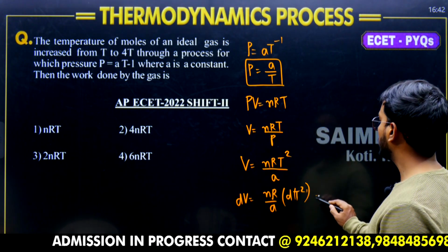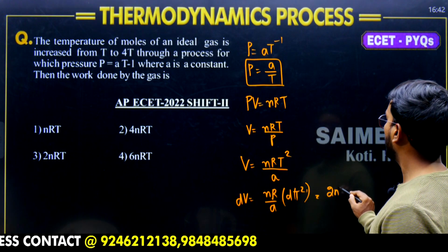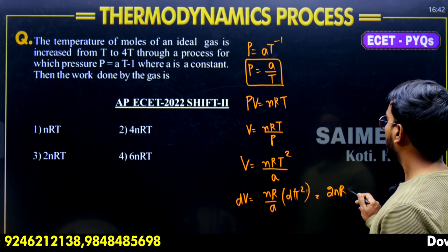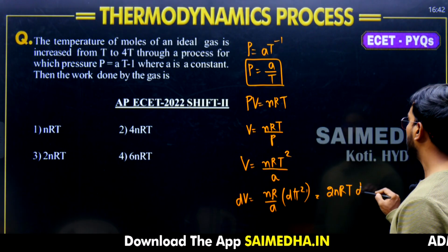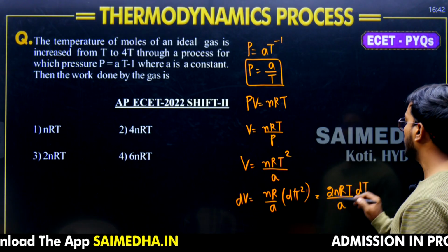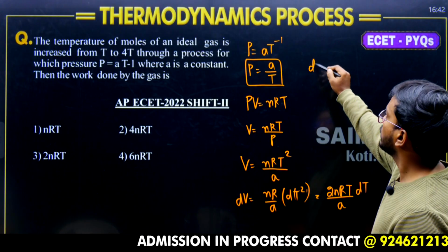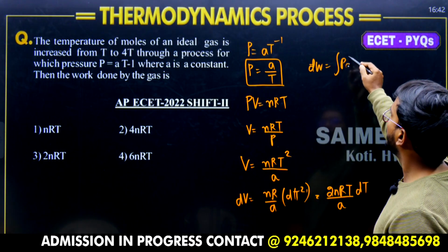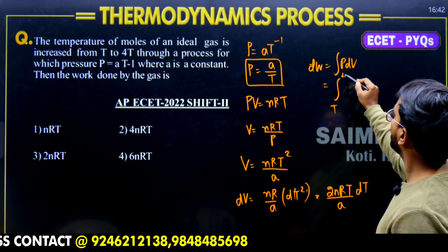What is the differentiation of T square going to become? 2T dT. So this becomes 2nRT dT divided by A. This is dV. The asked question is work done. Work done is equal to the integral of P dV, within the limits of temperature T to 4T.